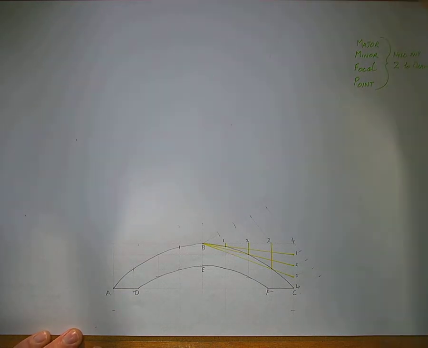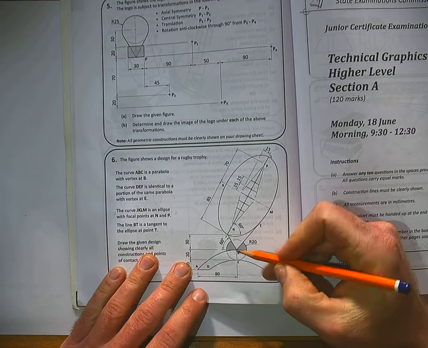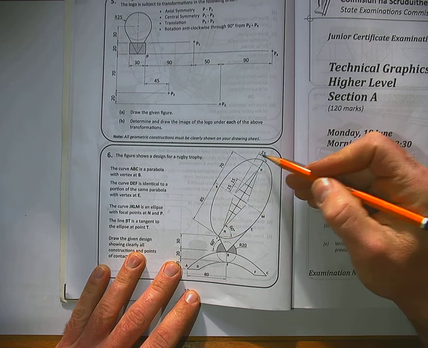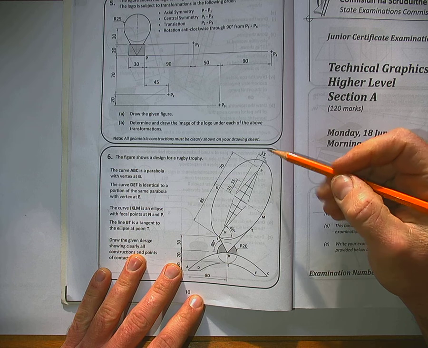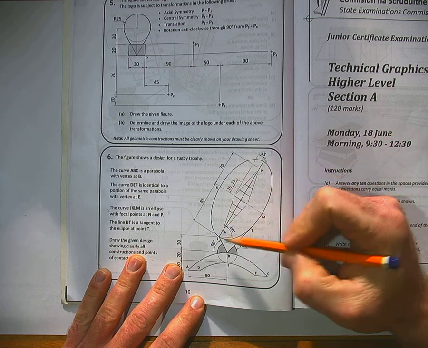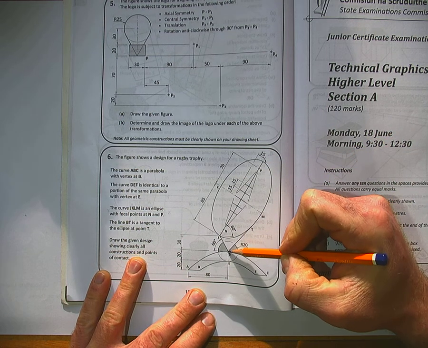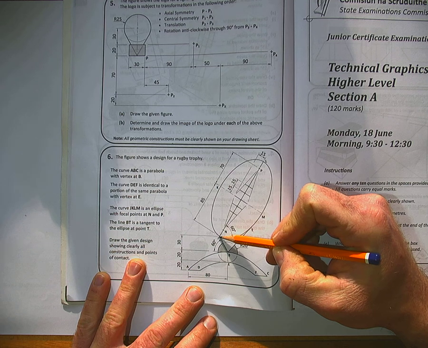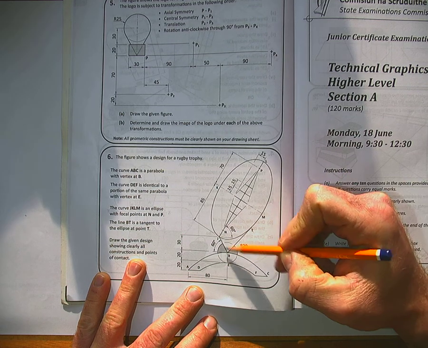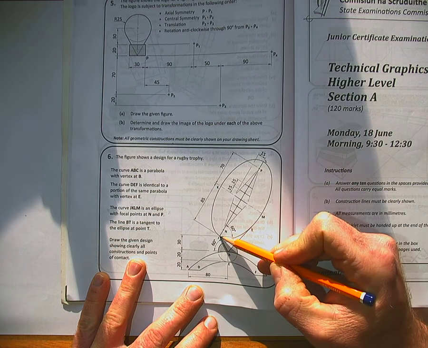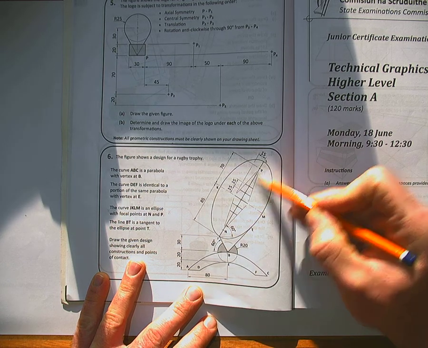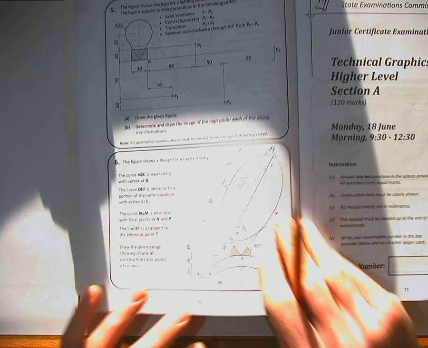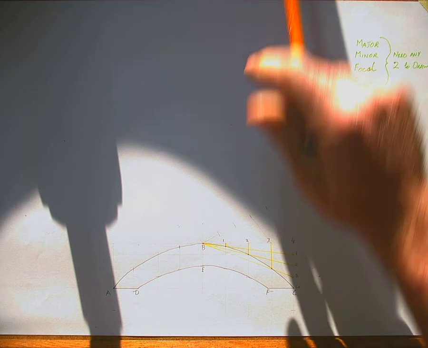Moving on from that then, we're going to come up here and create our ellipse. The first thing you need to do, from point B, you're going at 60 degrees out this way to a height of 30 millimeters, you get point J, and then you're going back at an angle of 60 degrees again.